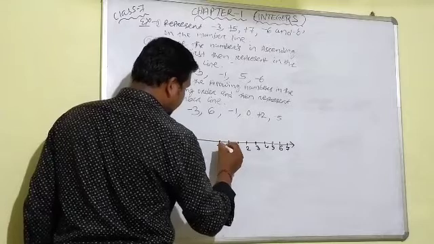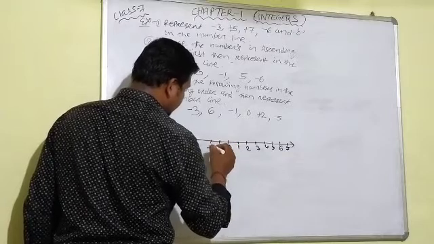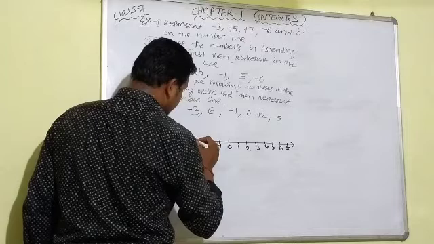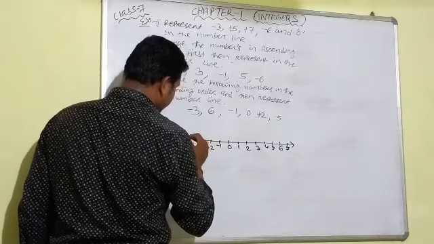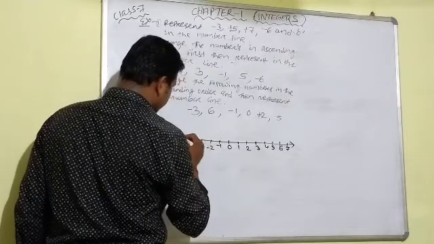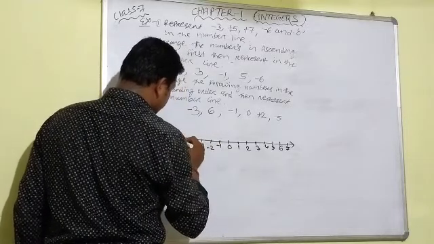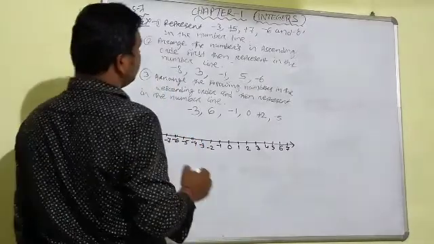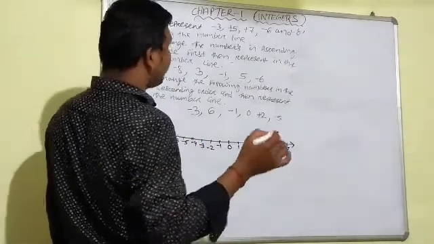Then here on the left we'll write -1, -2, -3, -4, -5, -6, -7, etc. So we'll name them.